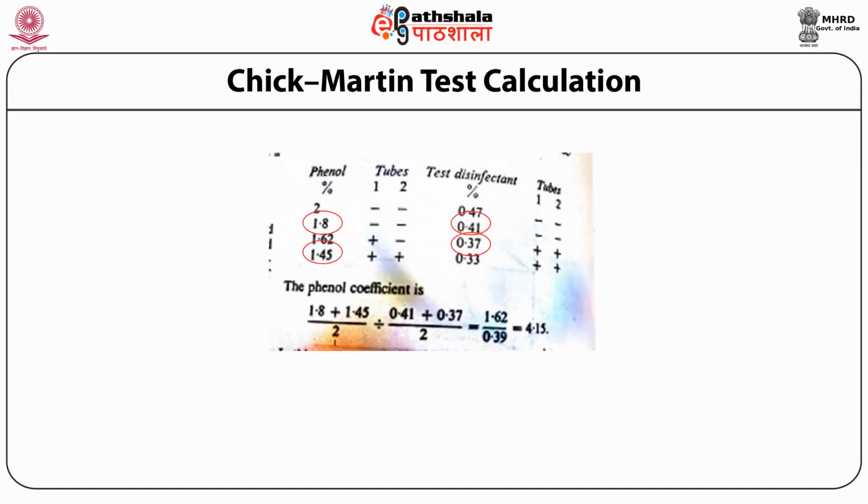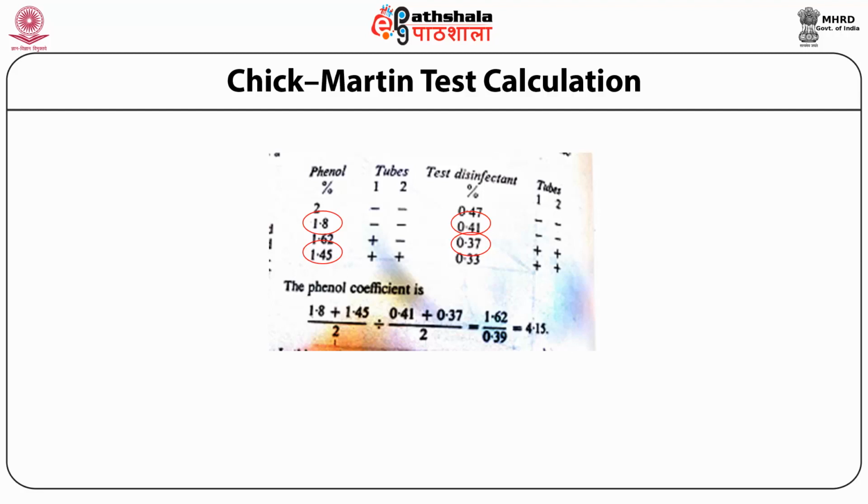Now you can see the table. The phenol percent, that is 1.8, gives no growth, that means showing a negative, and when the phenol percent is 1.45, it shows growth in both the tubes, whereas in the test disinfectant the percentage of 0.41 shows no growth in both the tubes, and at a concentration of 0.37 it shows growth in both the tubes.